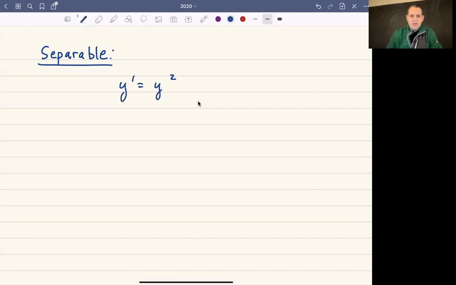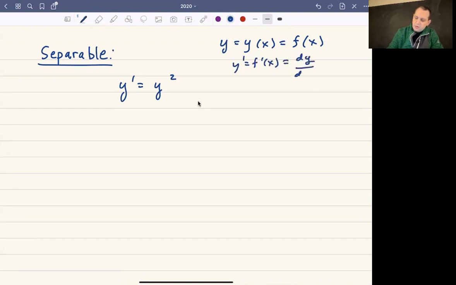In separable equations, what we're going to do is we're still thinking of y as being a function of x. So I can write y as either y or y of x or f of x. And if I want to, I can think of y prime as being f prime of x, or in this case, when we're talking about separable equations, Leibniz notation is better. So we'll write it as dy dx. And so that's going to be our first step.